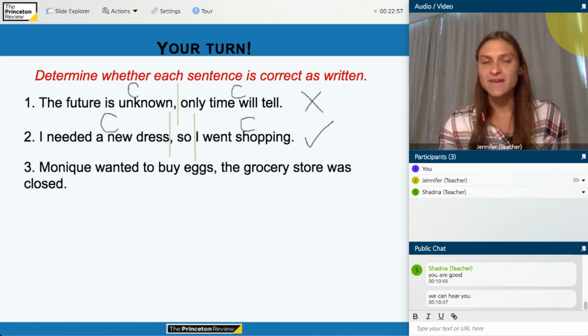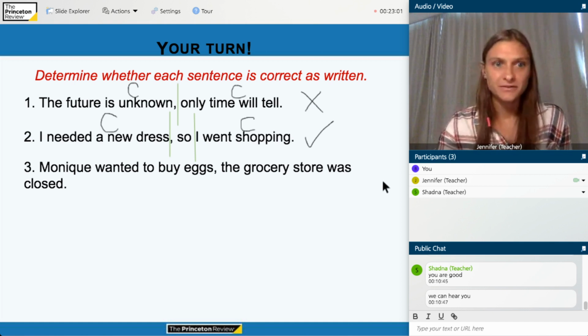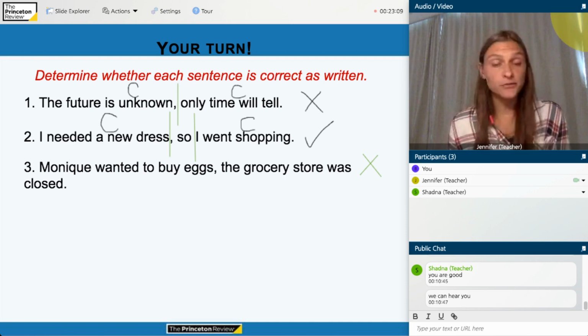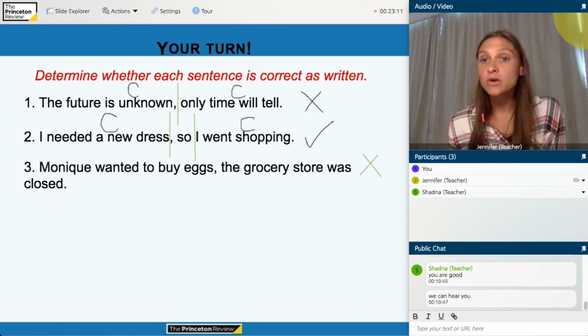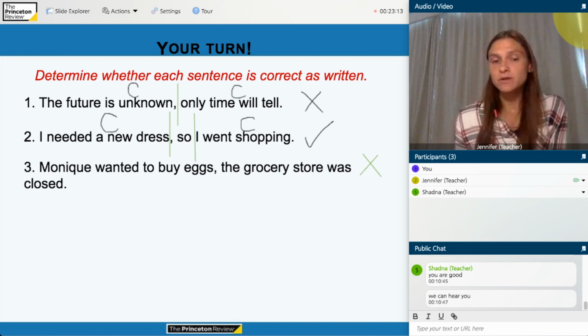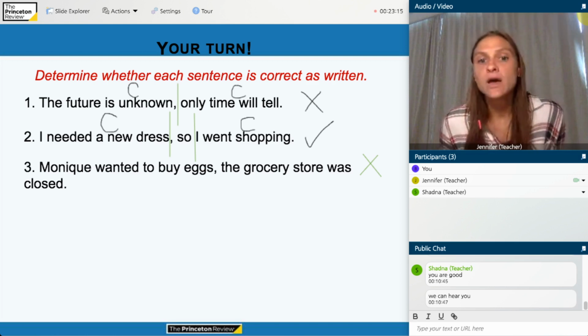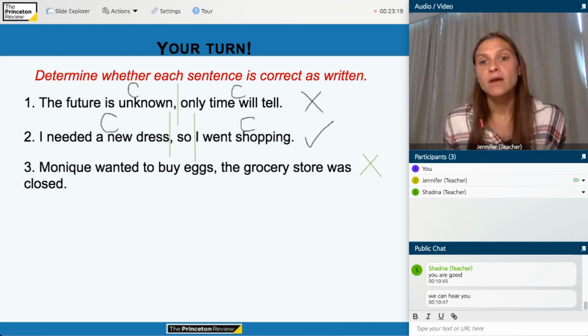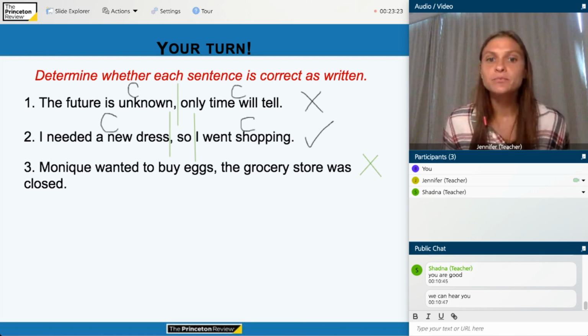So in this case, we are not okay, right? In this situation, we do have 2 complete ideas. Monique wanted to buy eggs is complete. The grocery store was closed, also complete. What could you put in here? You could put a fanboy. You could say, Monique wanted to buy eggs, but the grocery store was closed. You wouldn't want to say, so the grocery store was closed, because that would change the meaning. You could do a period, a semicolon, and a whole host of other things.